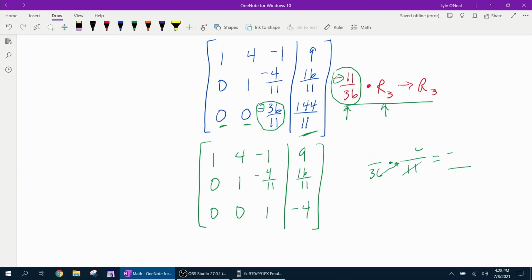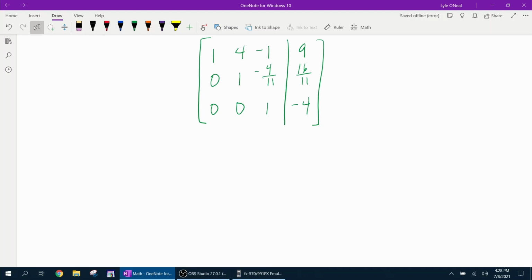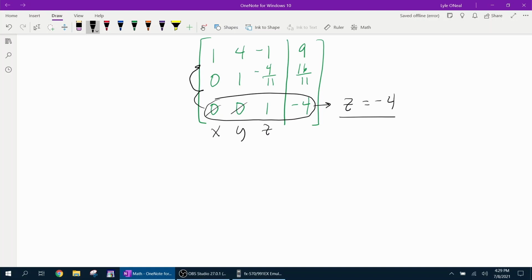Now, if we take an inventory of where we're at, you're going to notice that we are now at row echelon form. The diagonal is all 1s. Everybody below the diagonal is a 0. And now we can use back substitution. So, using back substitution, we start at the bottom and work our way back up to the top, converting each row back into an equation. And remember, this is x, y, and z, so we have no x, no y. 1z equals negative 4, and that is our solution for z.